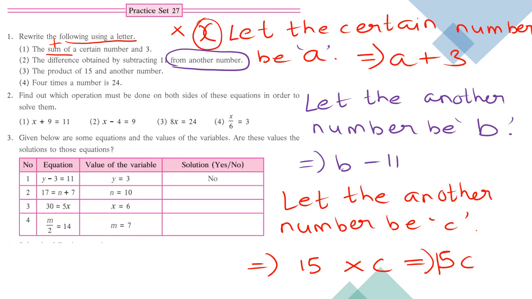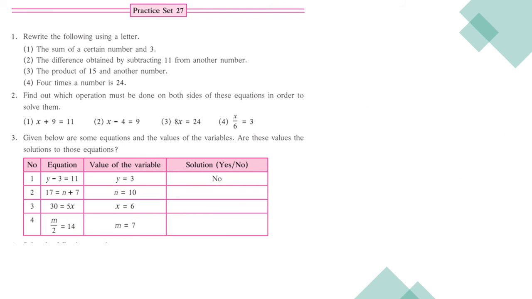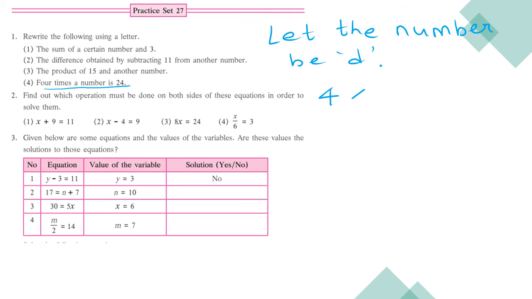So next one, rewrite the following using a letter. The sum of 4 times a number is 24. Okay, this is tricky. Let the number be D. D is your number. 4 times a number is 24. So 4 multiplied by one number is 24. So we can write it as 4 multiplied by this number D. We don't know what the number is. It's 24. We can find out what the number is, but that's not asked. But still we will find out.